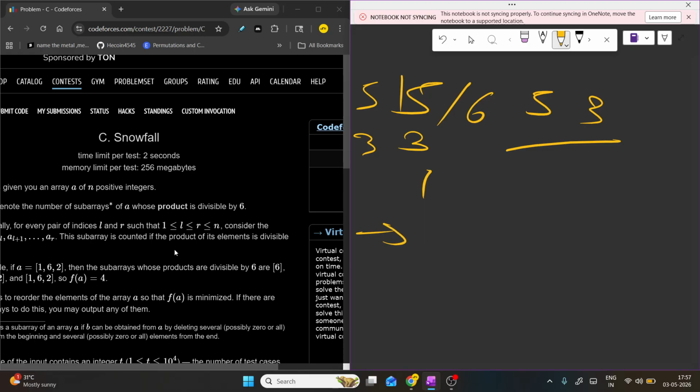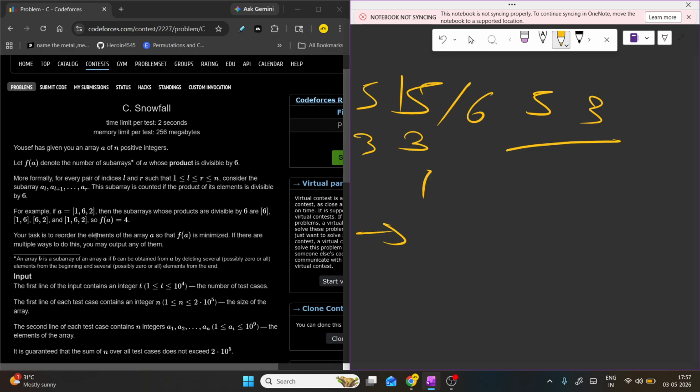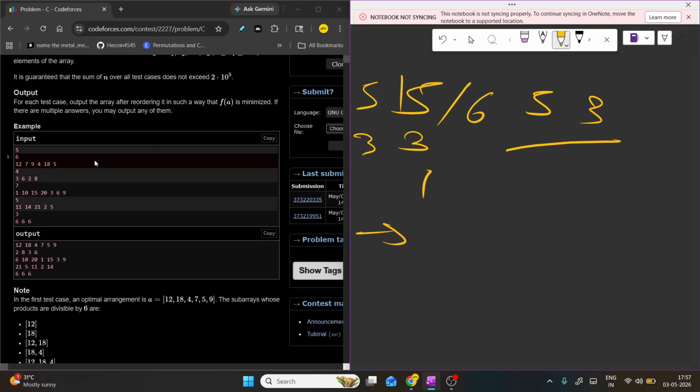Now our task is to reorder the elements of array A such that f of A would be minimized, which means that the number of subarrays of A whose product is divisible by 6 would be minimized. So we have to find an arrangement that minimizes the subarrays whose product is divisible by 6. Let us take an example.